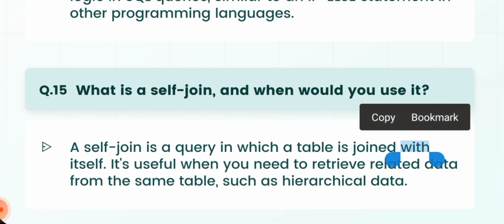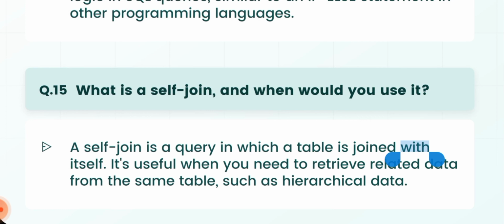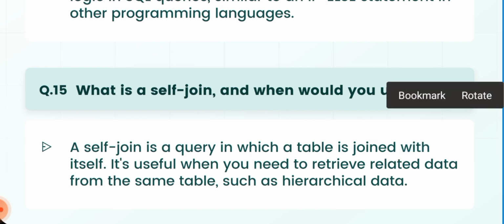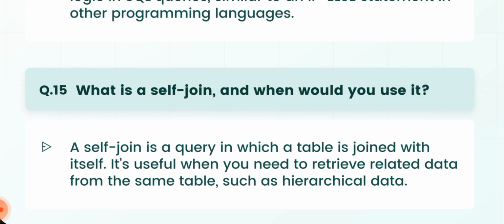Question number 15. What is a self join and when would you use it? A self join is a query in which a table is joined with itself. It's useful when you need to retrieve related data from the same table, such as hierarchical data.